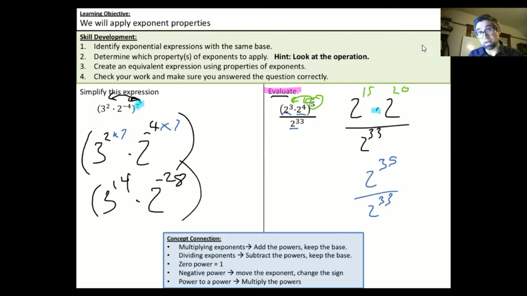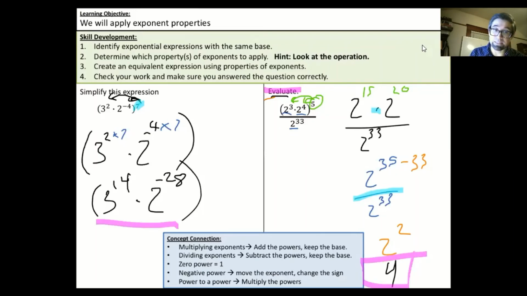Final step, let's combine the bases of 2. I see division. That reminds me, division of exponential expressions, subtract the powers. So let's subtract them. 35 minus 33. I'm just going to give myself a little note here of what I'm doing. I'm subtracting the powers. I end up with 2 to the 2nd power, but I'm not done. I need to evaluate it. So let's give my evaluation. 2 to the 2nd power simply means 2 times 2. It is 4. That is my answer. That is what we are looking for. I have evaluated it, given a value, rather than this would be simplified.